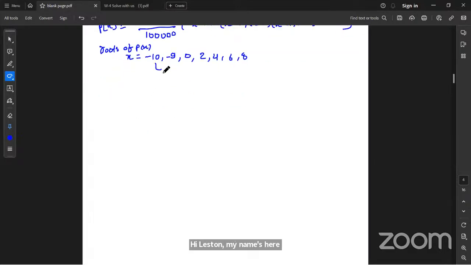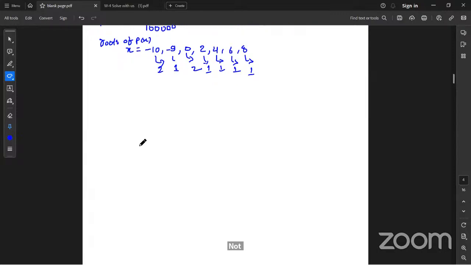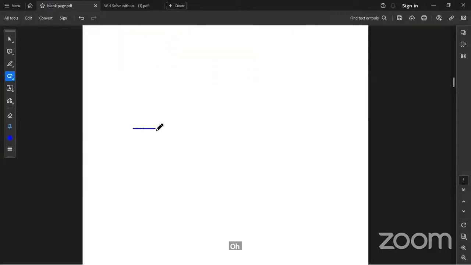What is the multiplicity of minus 10? Two. It will be a quadratic. What is the multiplicity of 0? Two. All the rest of them are 1. Okay. So whenever you want to draw polynomials and you have some roots, just draw the roots first.